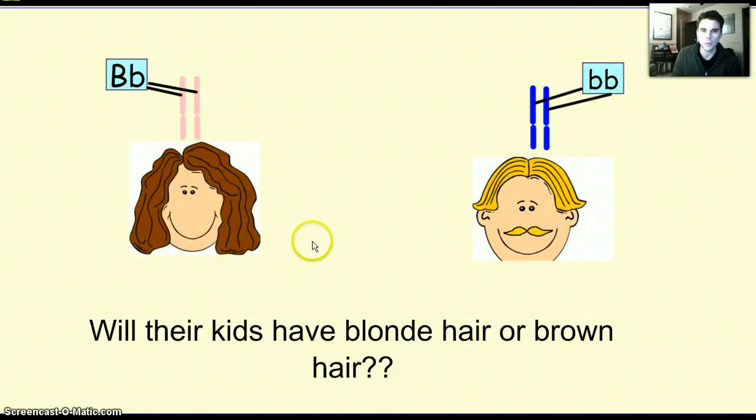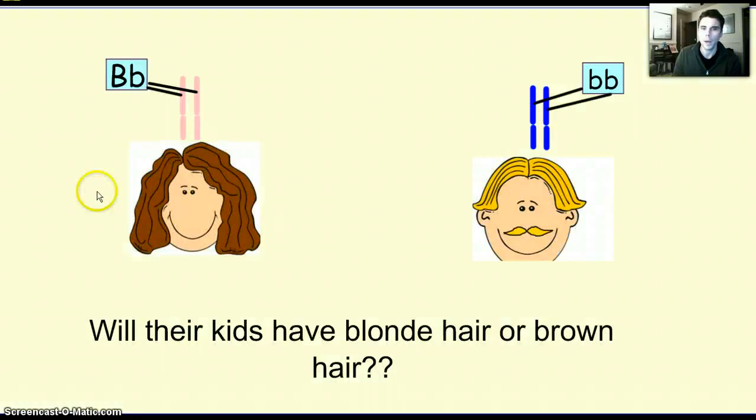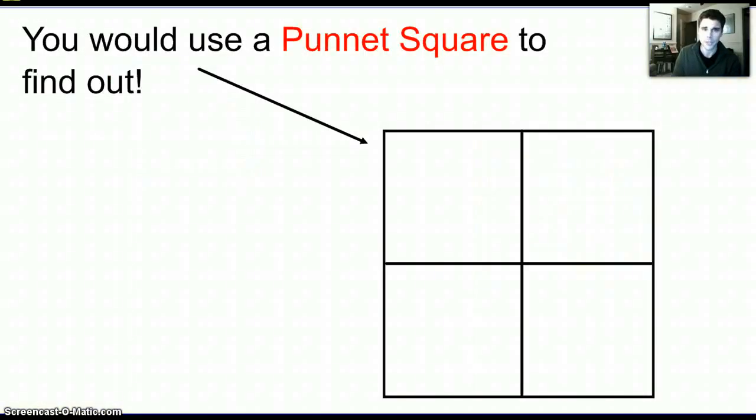If these two people had a child, would their children have blonde hair or will their children have brown hair? And the way that we could determine that is using the tool I mentioned before. It's called a Punnett Square. It looks like a window with 4 little brackets there. But this is going to be a great assistance to us as we try and calculate what the phenotypes of this couple's children will be. So how do you set up a Punnett Square?